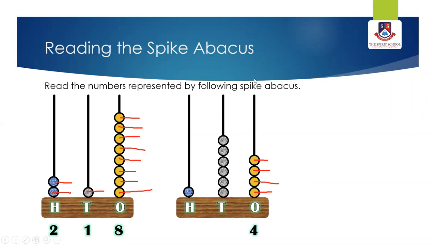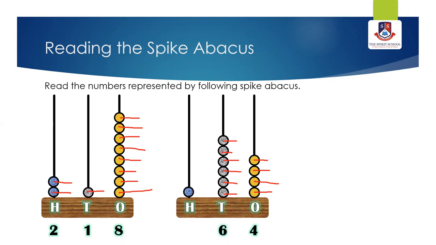So the digit representing the ones place value here is 4. Now move on to the tens place. Similarly, we count using our digital pen. Here we have 1, 2, 3, 4, 5, 6. So there are 6 beads at the tens place value. So the number represented here by the beads at the tens spike is 6.